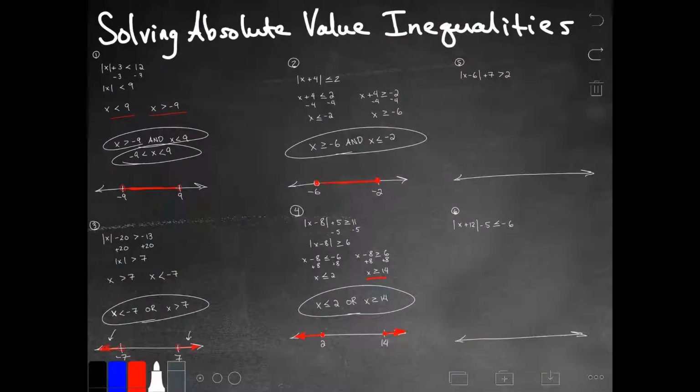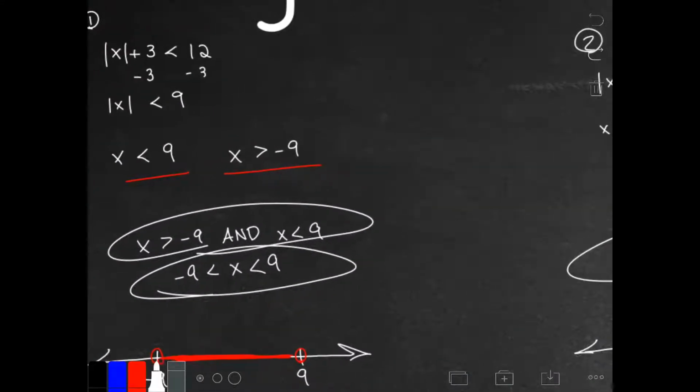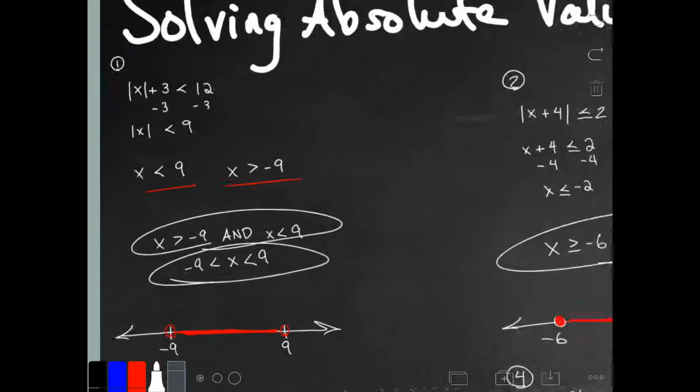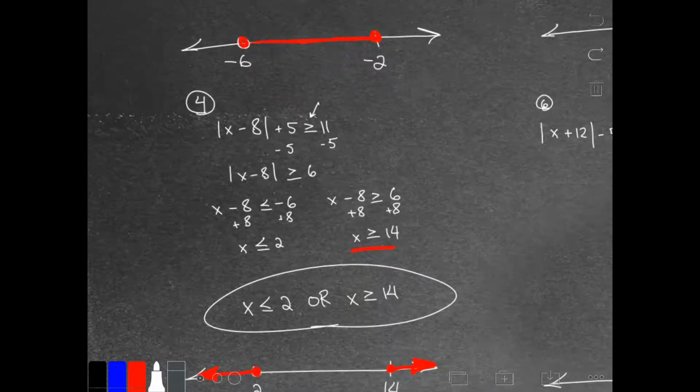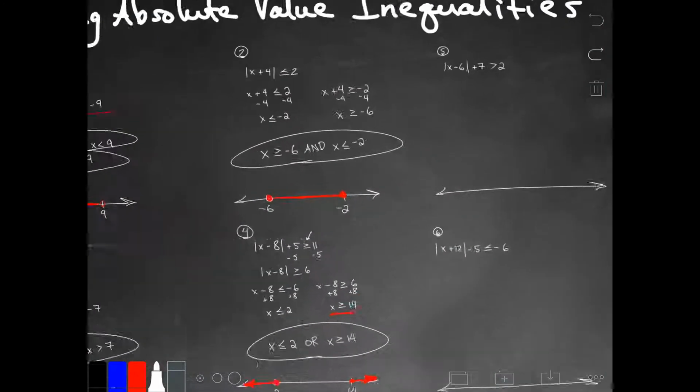So, quick recap. Absolute value less than is going to give us an and statement. Absolute value greater than is going to give us an or statement, an or compound inequality. We're going to take a look at two more special case inequalities involving absolute value.